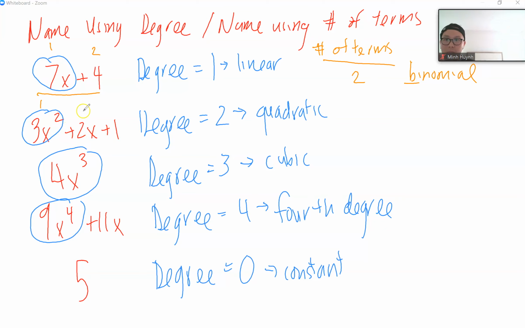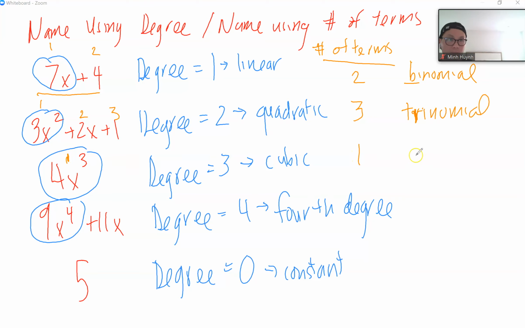The next one is 3x squared plus 2x plus 1. So I have 1 term, 2 terms, 3 terms. So I have the number of terms being 3. Okay, let's erase that. That's ugly, right? So the number of terms for this one is going to be 3. And 3 terms would be considered a trinomial.